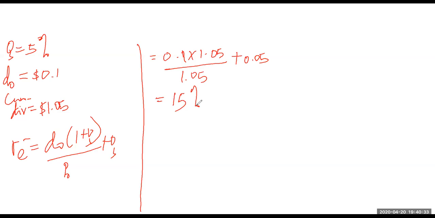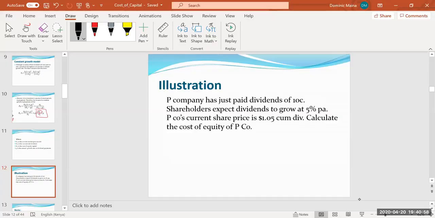So Faith also got 15%. So here, don't forget the P naught we are using. You have to be very careful because the P naught we are using, if I refer back to our question, is this one: the current share price is 1.05 cum dividend. There's no way you can use that share price. So you need to get the ex dividend, converting from cum dividend to ex dividend.